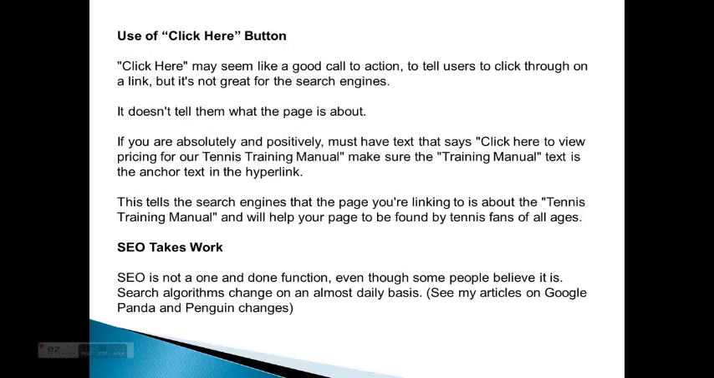Use of a click here button. Click here may seem like a good call to action, telling users to click through on a link, but it's not great for the search engines. It doesn't tell them what the page is about. If you absolutely and positively must have text that says click here to view pricing for our tennis training manual, make sure the training manual text is the anchor text in the hyperlink. This tells the search engines that the page you're linking to is about the tennis training manual and will help your page to be found by tennis fans of all ages.